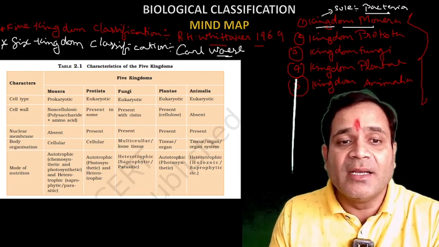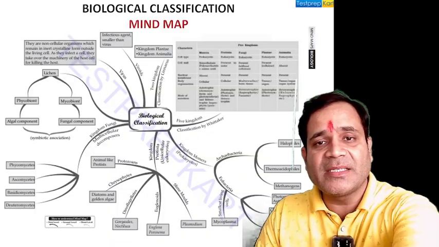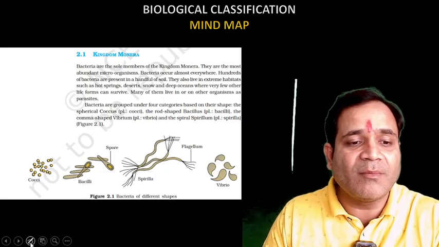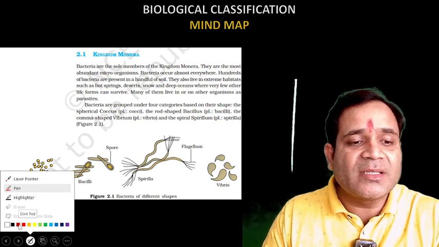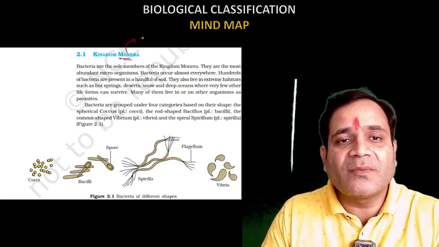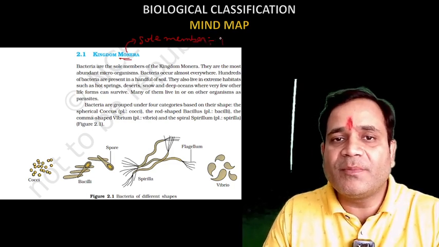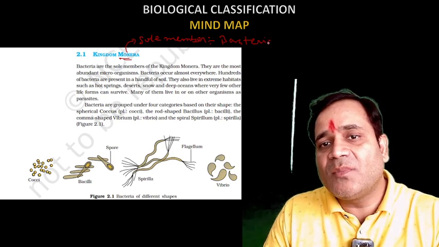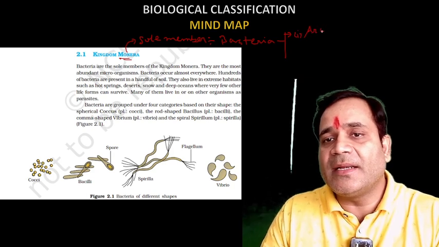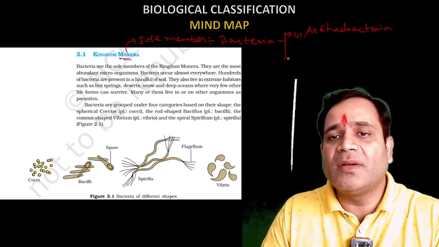Archaebacteria and eubacteria. So see, if I move ahead, this is the five kingdom classification. Here, this is kingdom Monera. The sole member of kingdom Monera is bacteria. And when I say that bacteria are further divided into two parts, that is archaebacteria, and the second one is eubacteria, my dear.